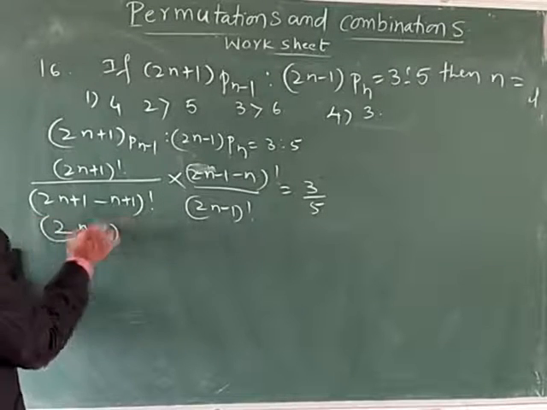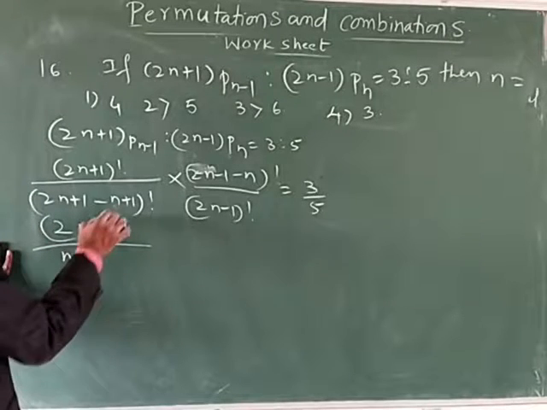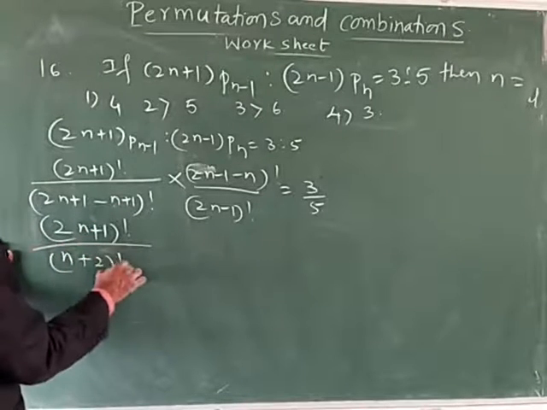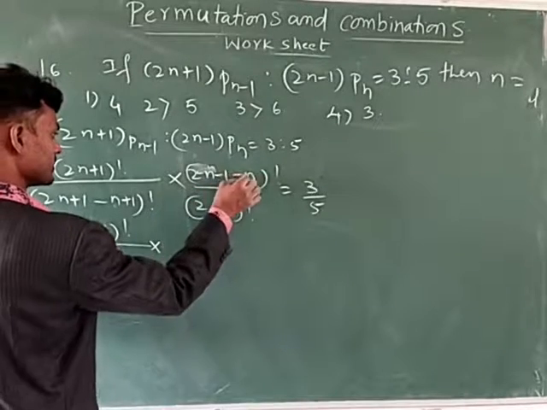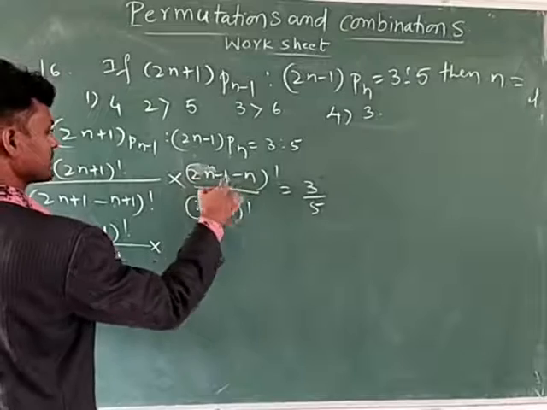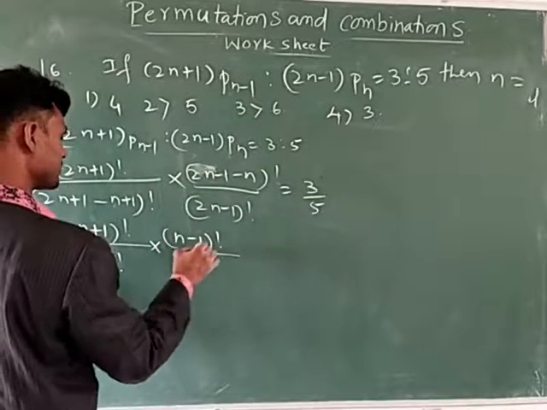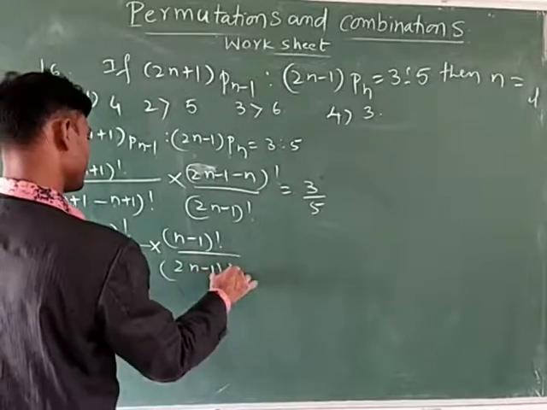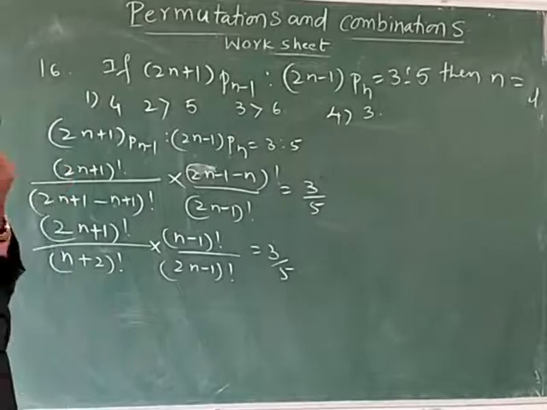(2n+1)! by (2n-n)!, and (n+2)! into n! by (2n-1)!, is equal to 3 by 5. Then simplify this one. How do we write it here?